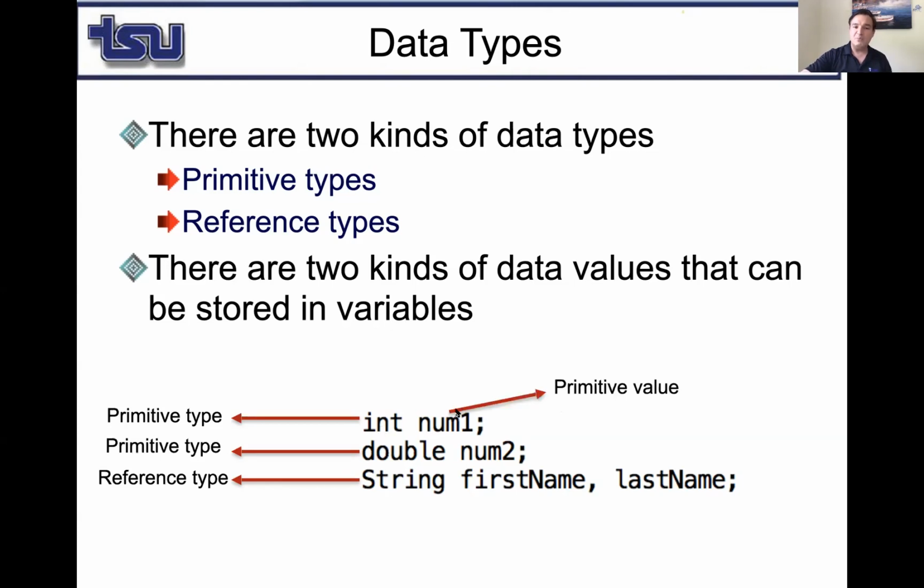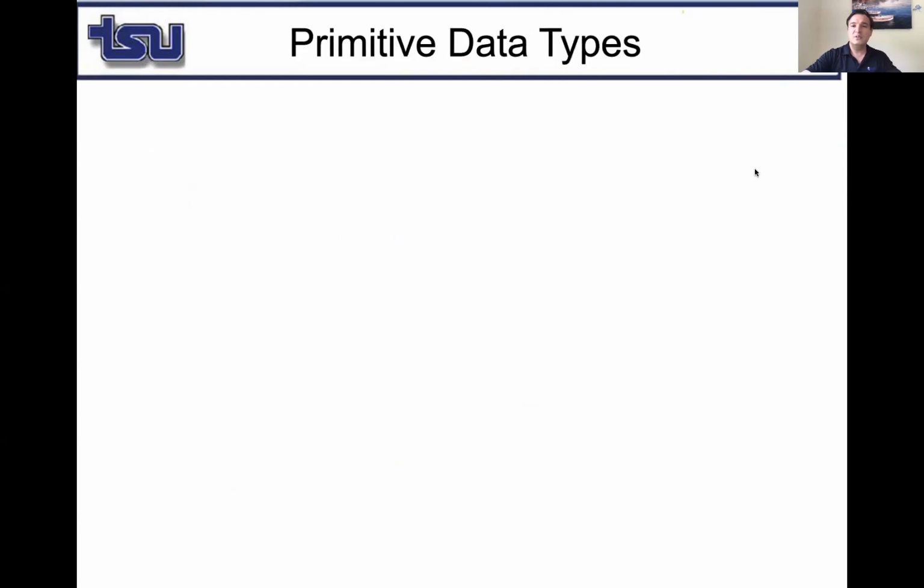And then I have a primitive value. num1 is a variable that can hold a primitive data type in it. We call it a primitive value. num2 is also a primitive value. However, firstName and lastName, they are what? Reference values. I repeat, this is crucial. int and double are primitive data types. String is a reference data type. num1 is a primitive value. num2 is a primitive value. firstName and lastName are reference values.